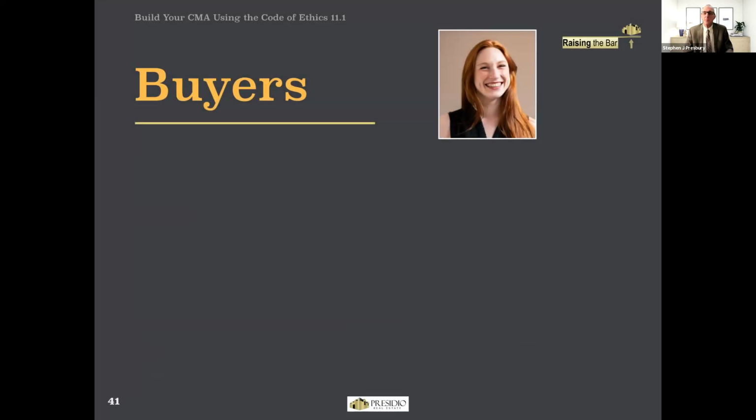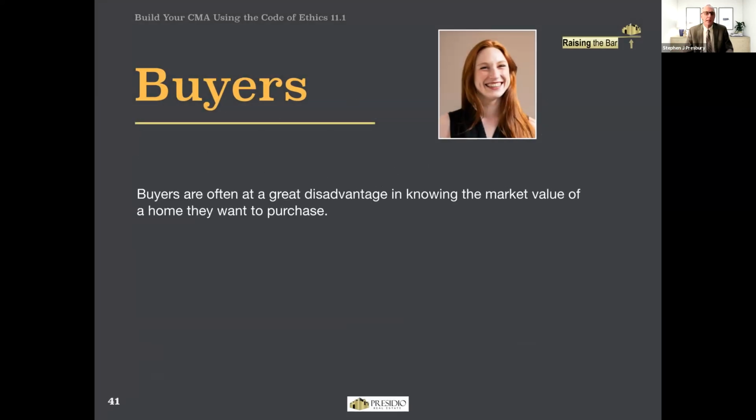Okay, let's try and keep our buyers happy. And at the moment, they're not very happy because there's not much inventory on the market. So buyers are getting frustrated because they're putting a number of offers on homes and people are coming back and rejecting them because they have lots of offers. So buyers are often at a great disadvantage in knowing the market value of the home they want to purchase.